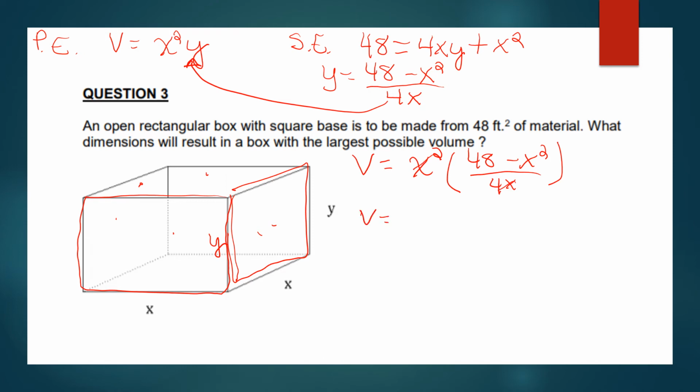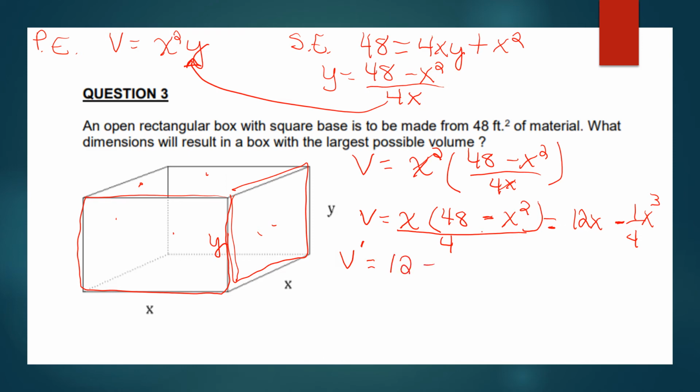So this is going to give me V is equal to x times 48 minus x squared over 4, which would give me 48 divided by 4 is 12. So that's going to give me 12x minus 1/4 x cubed. Alrighty, let's take the derivative. Let's see where this leads us. So that's 12 minus 3/4 x squared equal to 0.